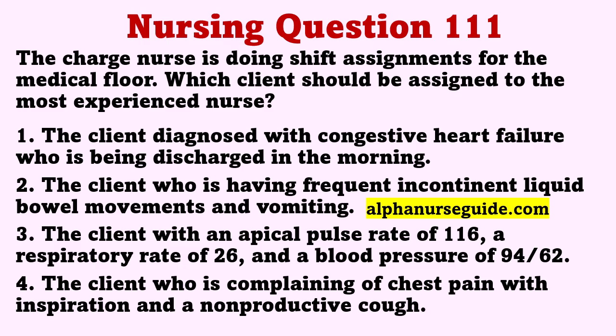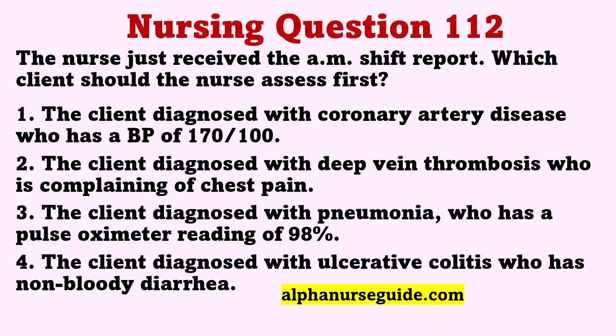Therefore, the charge nurse could assign a less experienced nurse to this client. The complaints in option 4 usually indicate muscular or pleuritic chest pain. Cardiac chest pain does not fluctuate with inspiration. This client does not require the care of an experienced nurse as much as does the client with signs of shock.